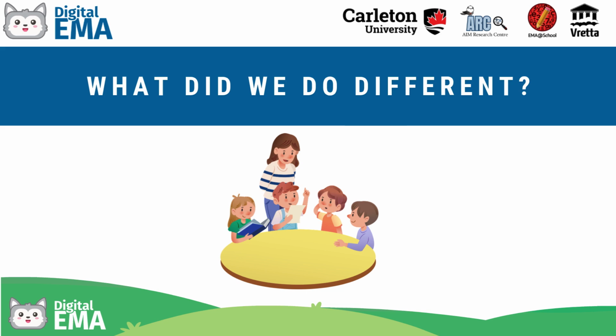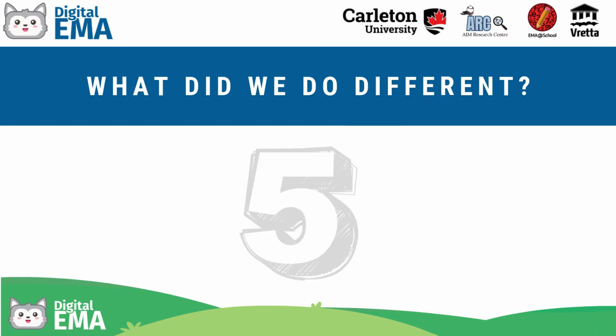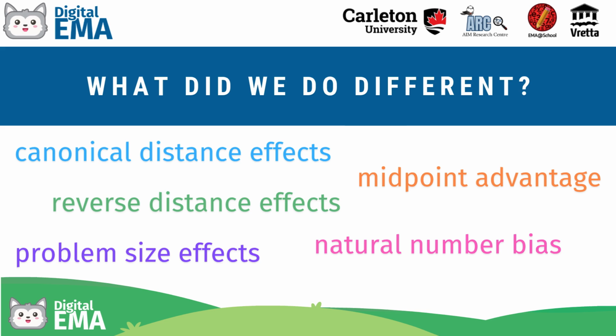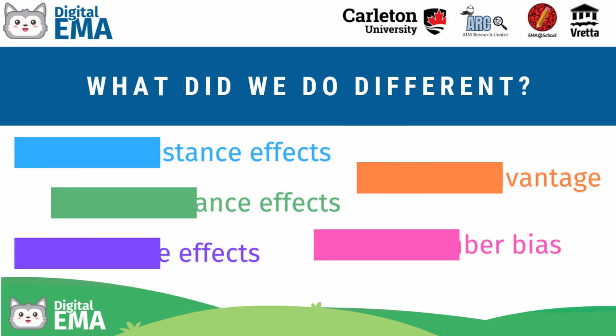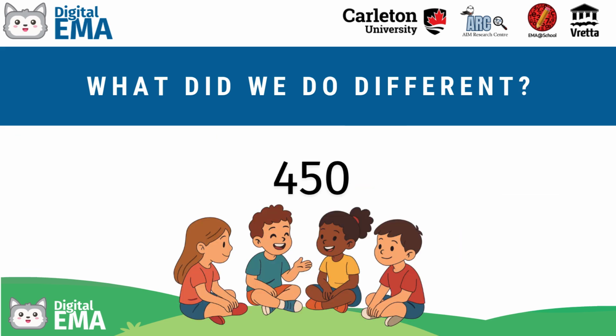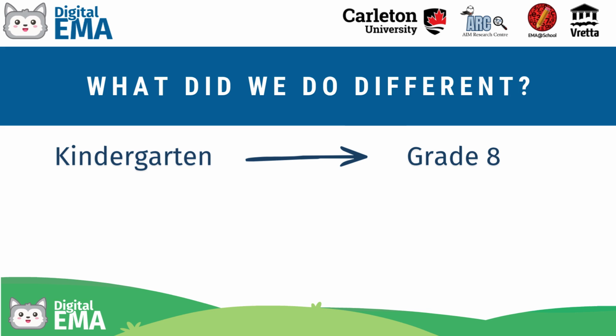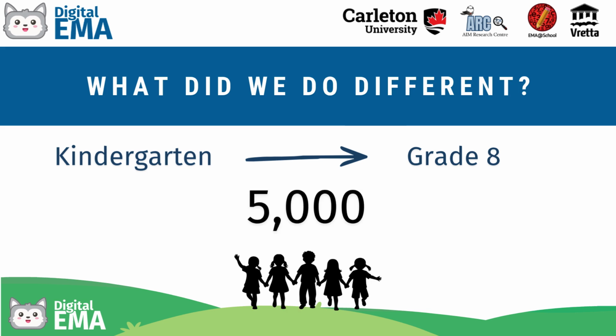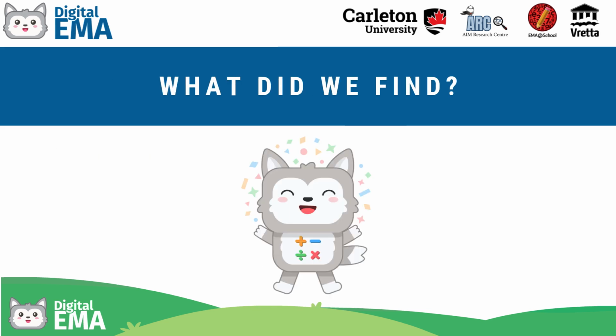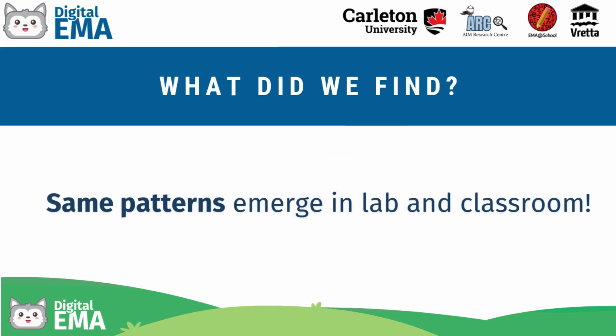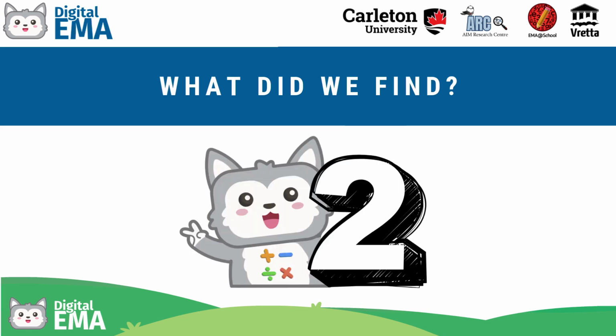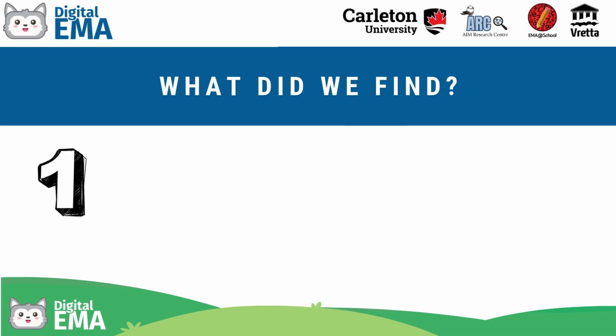However, we are looking at 5 effects at the same time and at a very large scale. For each effect we looked for, we had at least 450 students in each grade, with a total sample size of around 5,000 students. And good news, the same patterns emerge in the lab and the classroom. This leaves us with 2 conclusions. First, this is evidence of ecological validity.